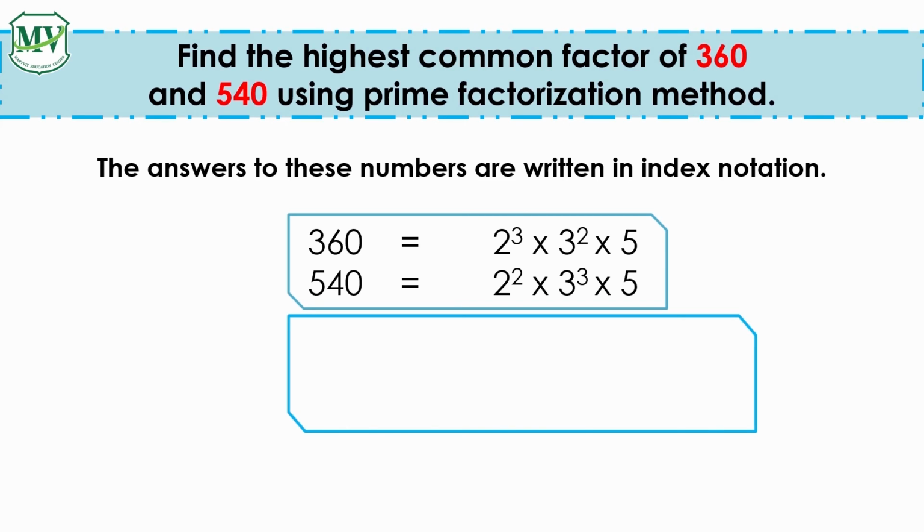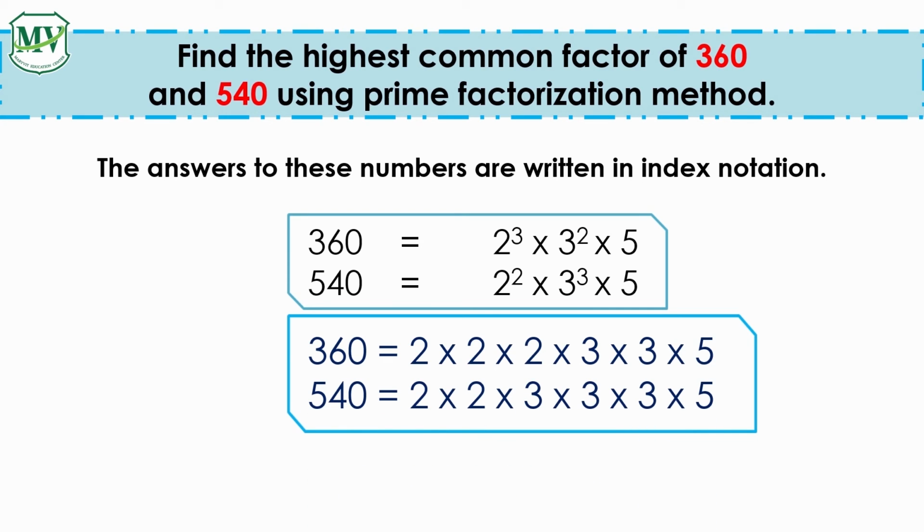times 5. First, let's write the factors in the usual way so we can group together the common factors. 360 can be written as 2 times 2 times 2 times 3 times 3 times 5, while 540 can be written as 2 times 2 times 3 times 3 times 3 times 5. Now, what's the next step? Clever! We will group together the common factors.